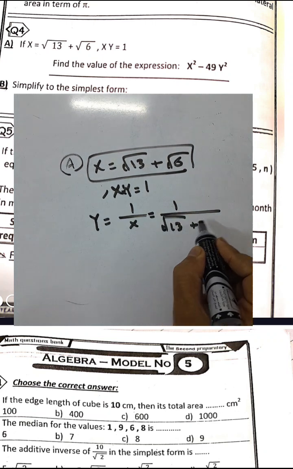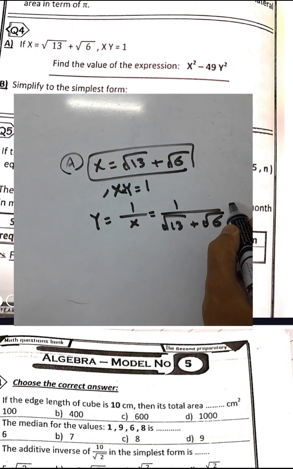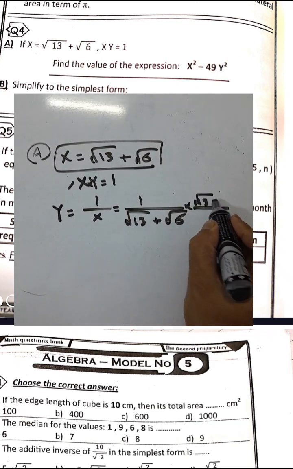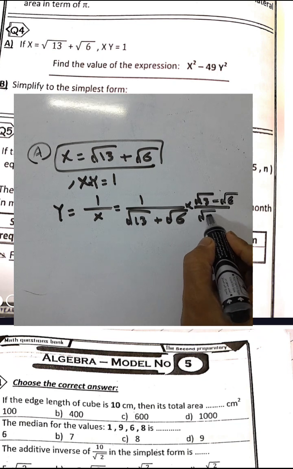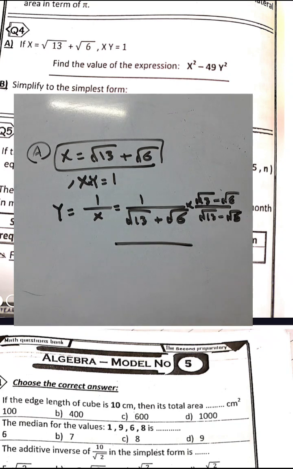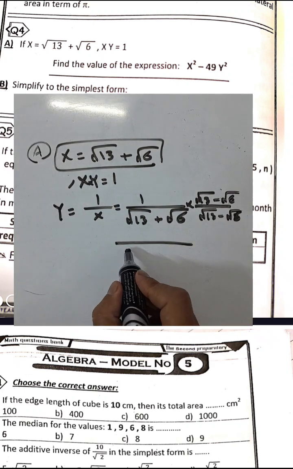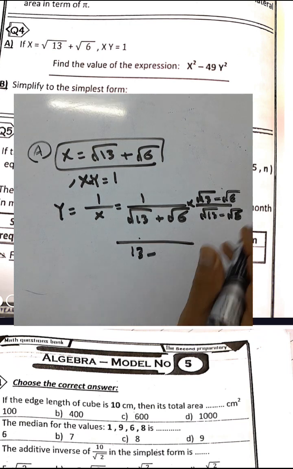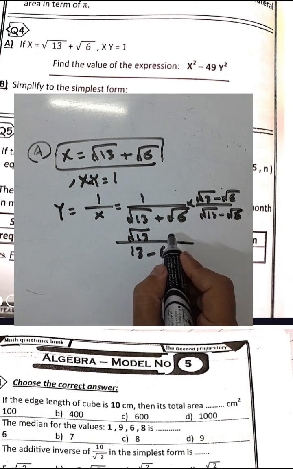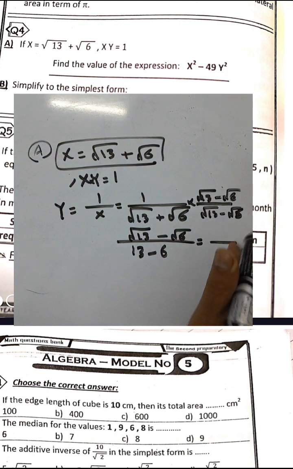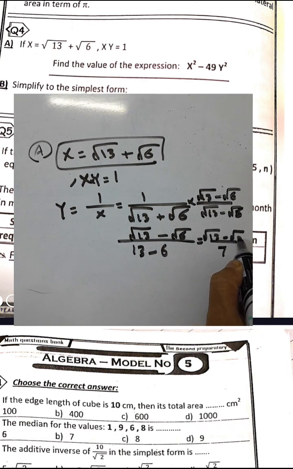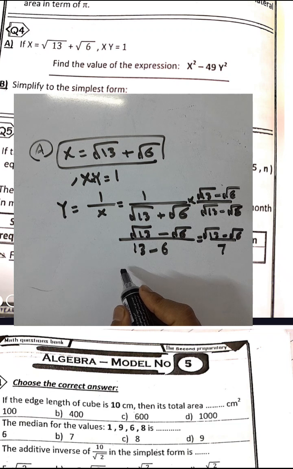Square root of 13 plus square root of 6, and then you can simplify it by multiplying by the conjugate in the denominator: square root of 13 subtract square root of 6. Square root of 13 times square root of 13 equals 13, and root 6 times root 6 equals 6, and write square root of 13 subtract root 6 in the numerator. 13 minus 6 equals 7, and then write square root of 13 subtract square root of 6. This is the value of y.